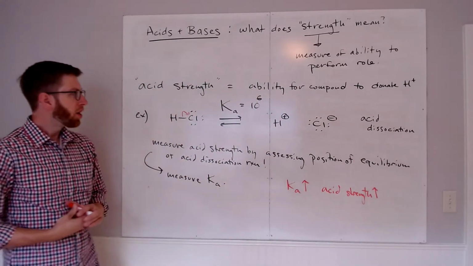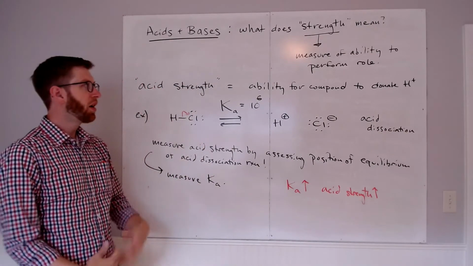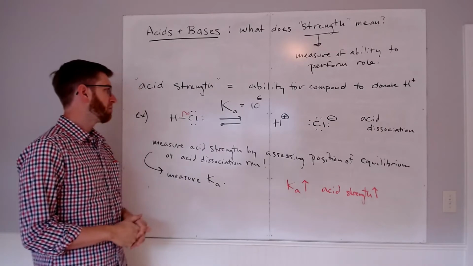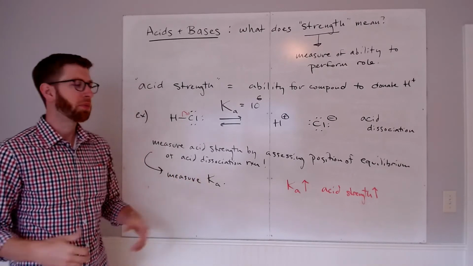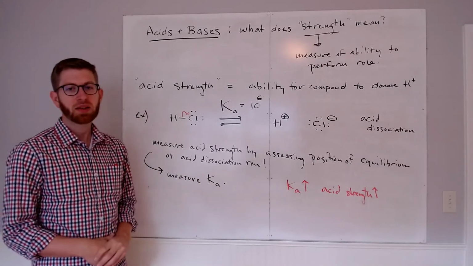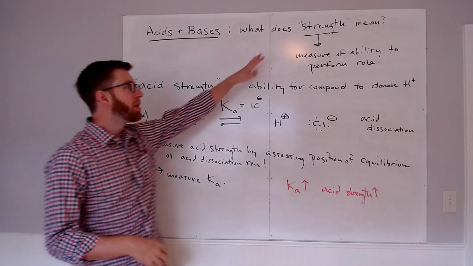Right, so very large numbers of Ka, we're talking about strong acids. The converse would be if we had a very small number of Ka, like, I don't know, 10 to the minus 10th or something. These are not strong acids. Another way of saying that is that they would be weak acids. So when you hear weak, it's still a measurement of strength.